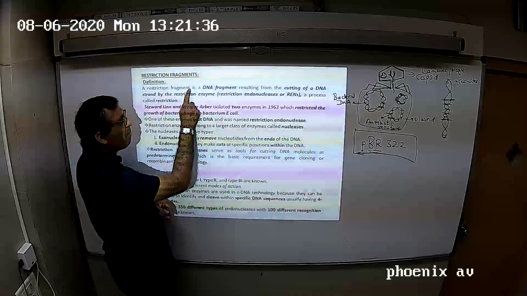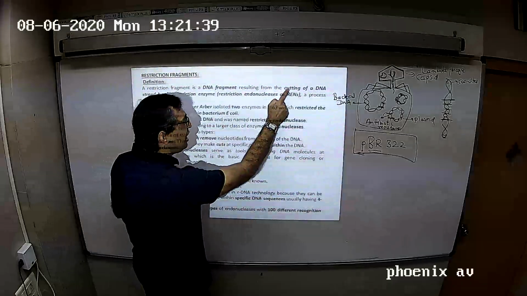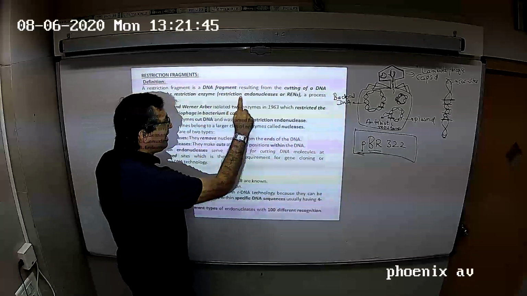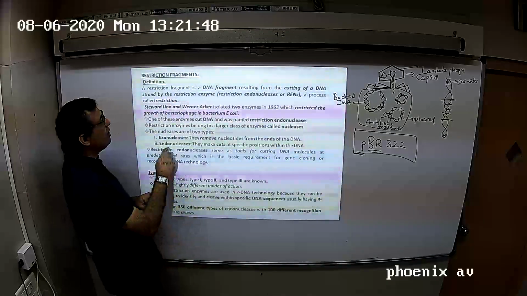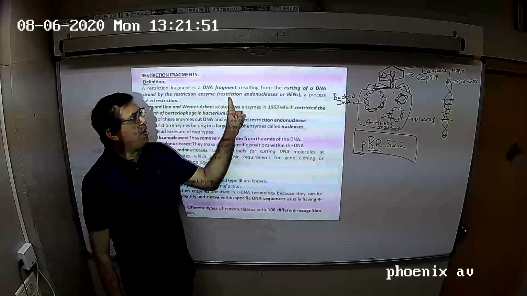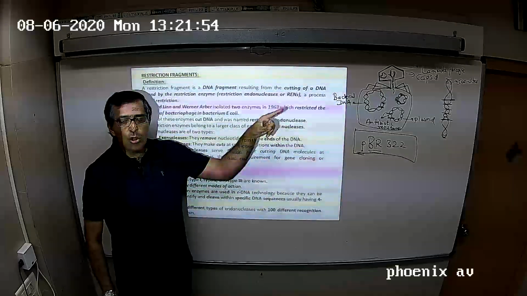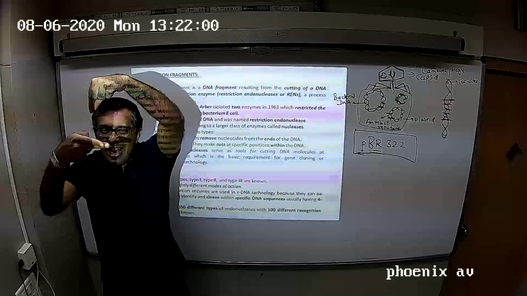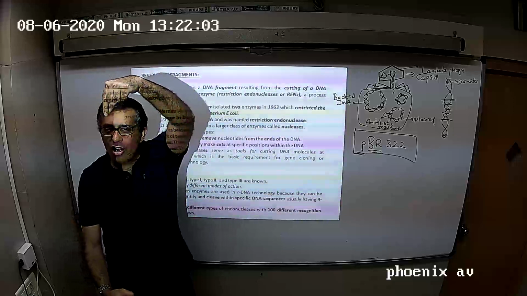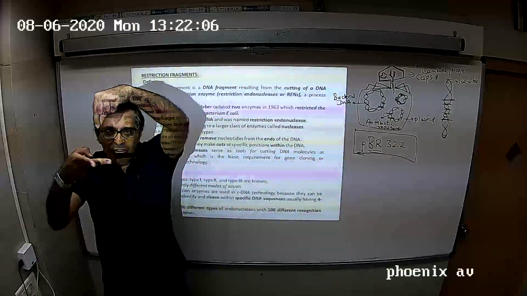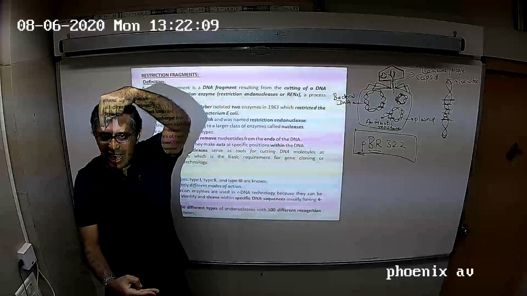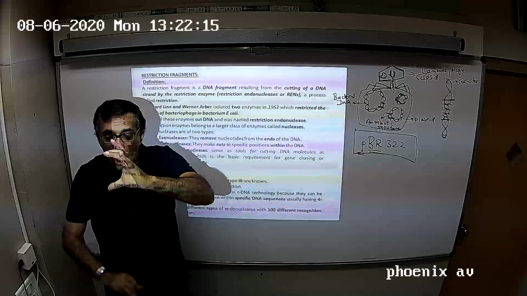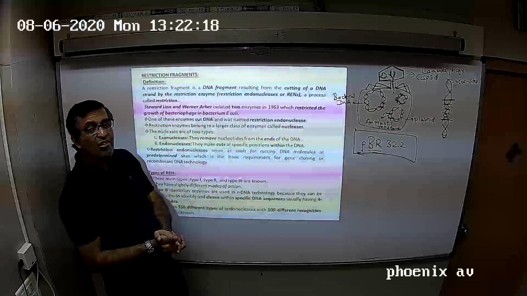A restriction fragment is a DNA fragment resulting from the cutting of a DNA strand by a restriction enzyme, restriction endonucleases, a process called restriction. Do we remember, last lecture we had said restriction endonucleases cut the DNA into small fragments. They are called molecular scissors or genetic scalpels, and after restriction endonuclease cuts the DNA, the fragments formed by cutting with restriction endonuclease are called restriction fragments.